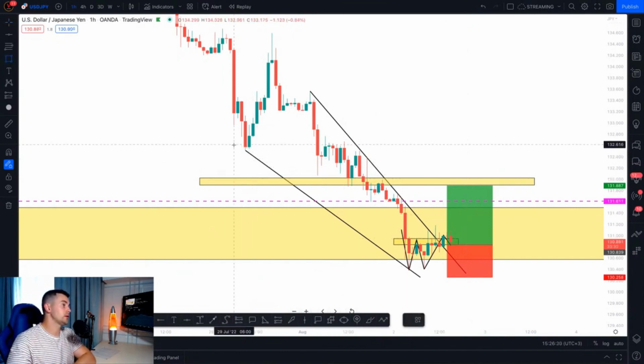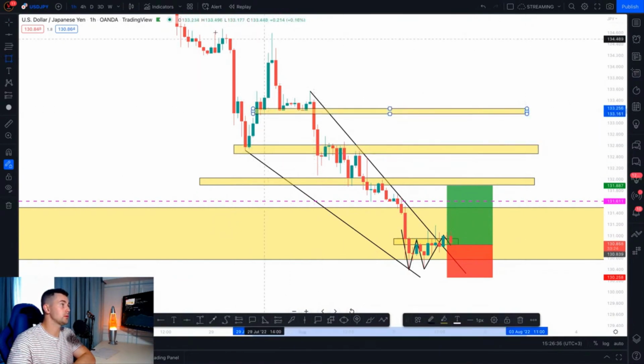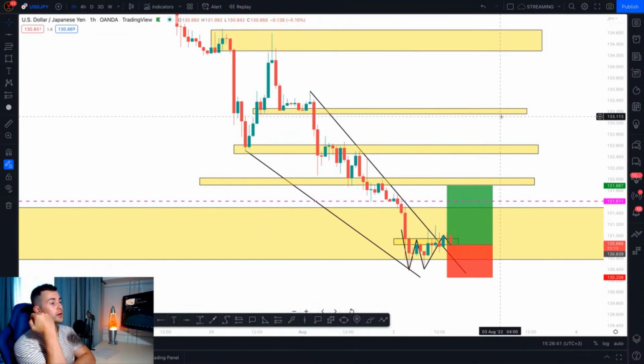You can see that we have multiple resistances right here lying very close to each other. We have resistance right here, we have strong resistance right here. So we will just monitor the reaction of the price to these resistances. Yes, and once we see the breakout of one of these resistances, we will just simply trigger our stop loss. Yeah, so let's see what will happen right here.